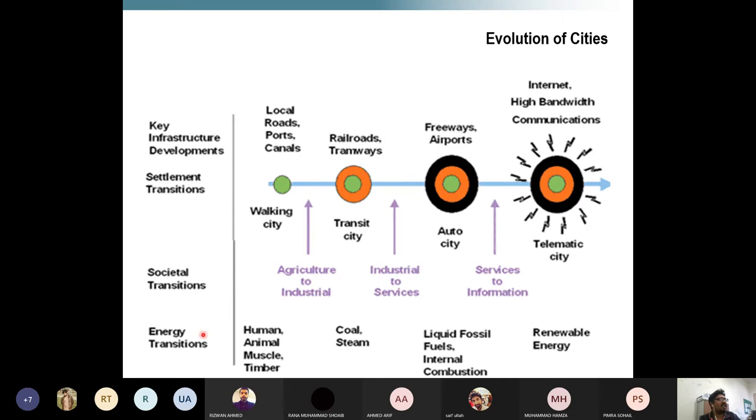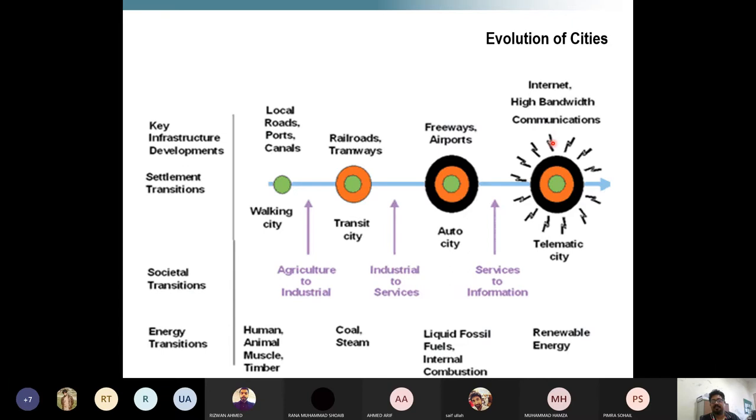And probably you might say that this energy is also directly dependent on or influencing your type of modes, or travel and transportation systems as well. So this is another way to look at the evolution of cities. You might say that transportation alone does not impact the evolution of cities, but again, it plays a very vital role.